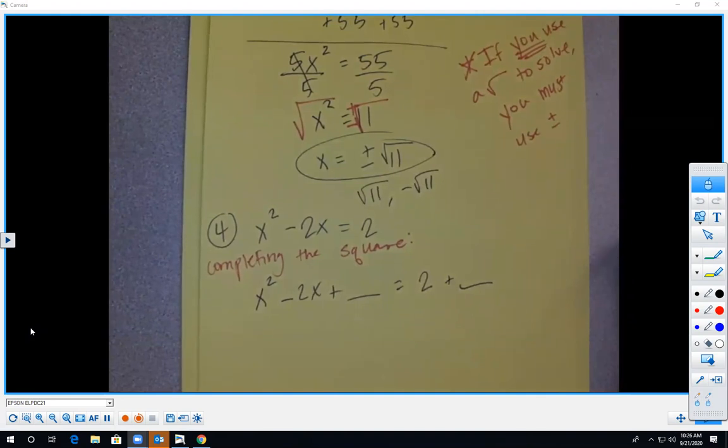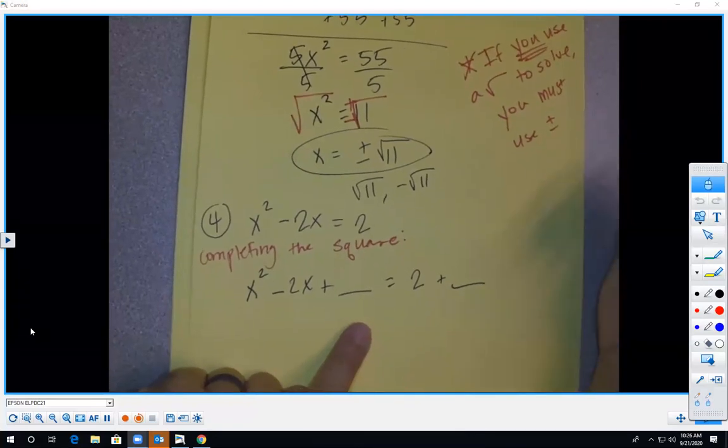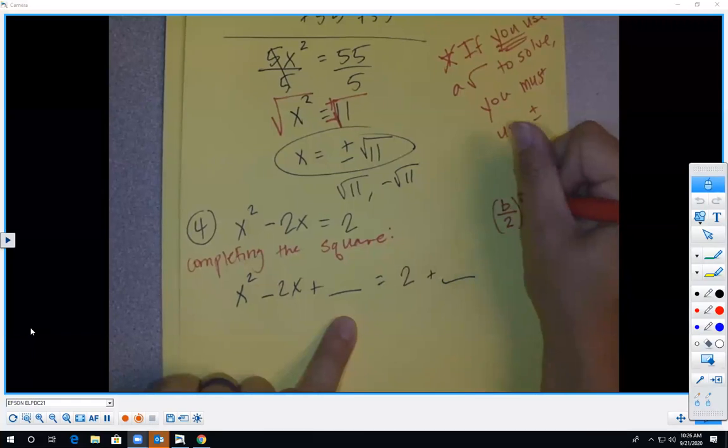Okay, so you could sit here and guess and check. You could plug in the number 5 and see if that factors perfectly. You could plug in the number 10 and see if that factors perfectly. You might be here for a while because there are infinite numbers you could plug in there, right? So I have a formula that tells me the perfect number to plug in to make it factor perfectly, and it's b divided by 2 squared.